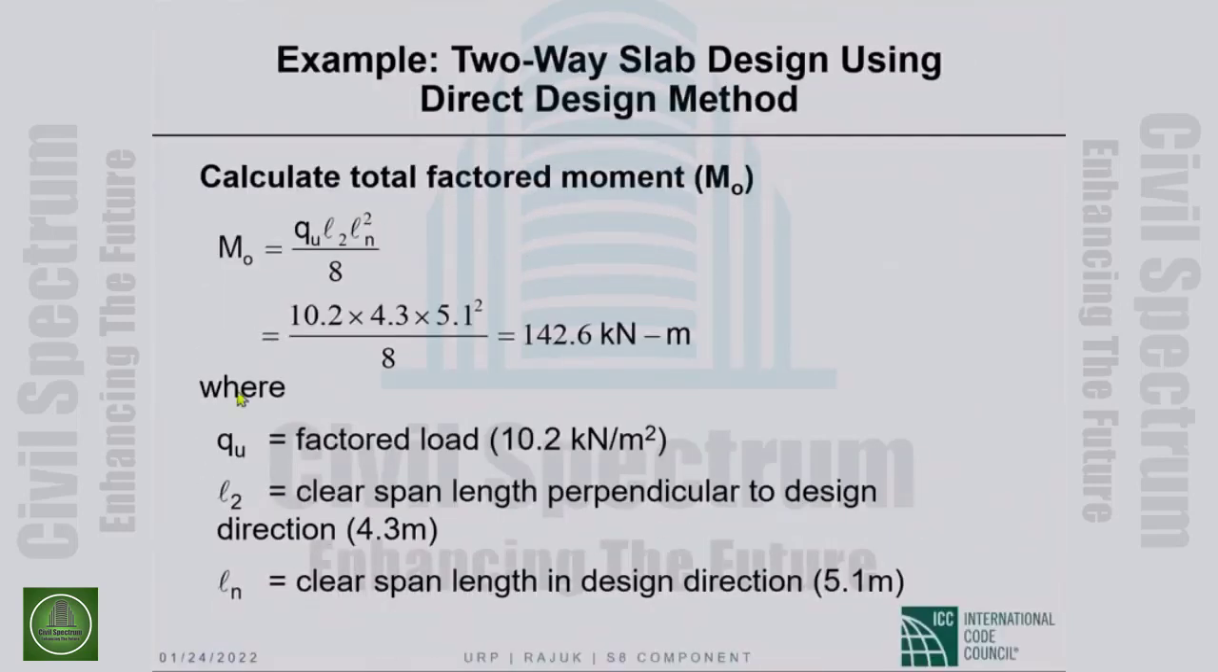Okay, so first step, calculate free span moment. q is 10.2 kilonewton per square meter. L sub 2, the transverse span, is 4.3 meters. Clear span is 5.5 minus 0.4, which is 5.1 meters, squared, divided by 8, is 142.6 kilonewton meters.